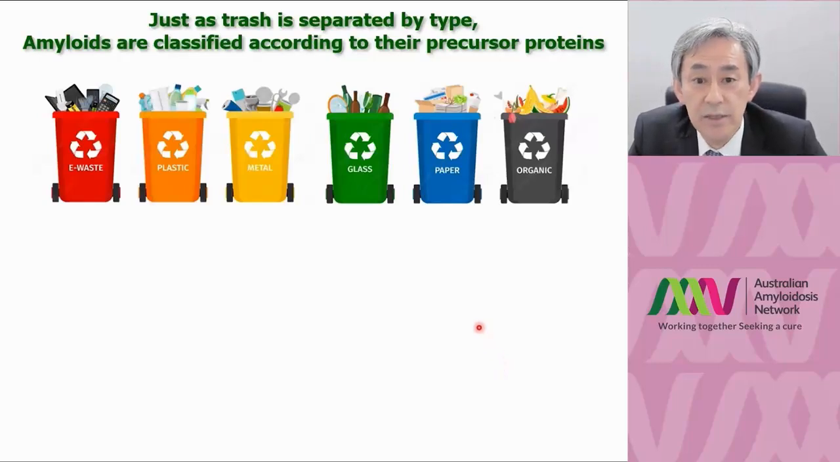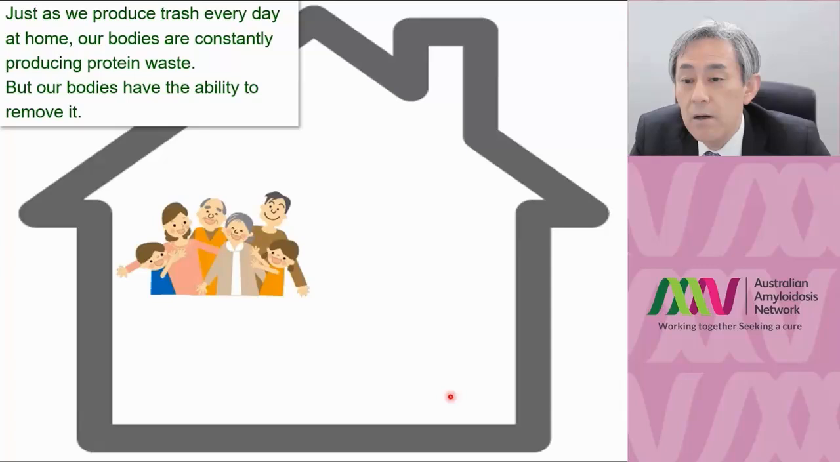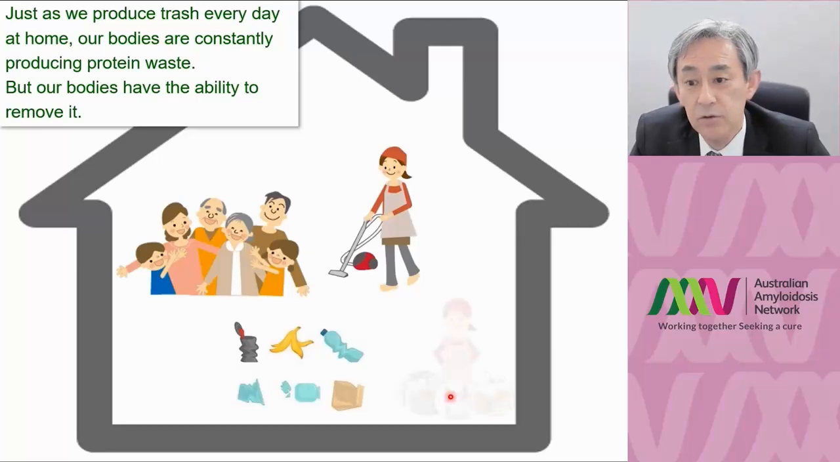Just as trash is separated by type, amyloids are classified according to their precursor proteins. For example, amyloid produced from TTR, transthyretin, is ATTR amyloid. Similarly, amyloid produced from immunoglobulin light chain is AL amyloid. Just as we produce trash every day at home, our bodies are constantly producing protein waste, but our body has the ability to remove it.